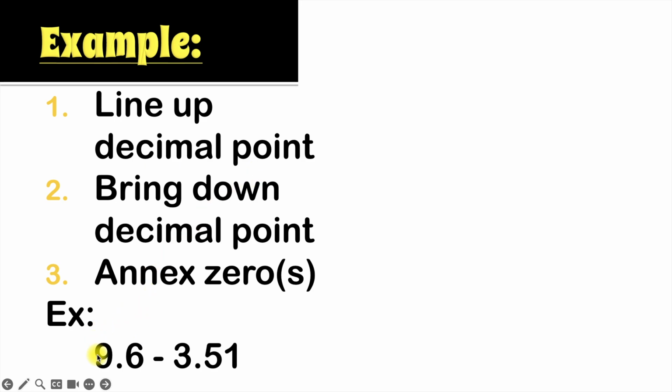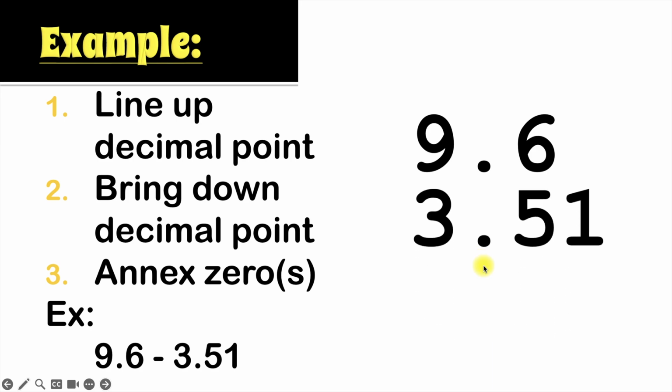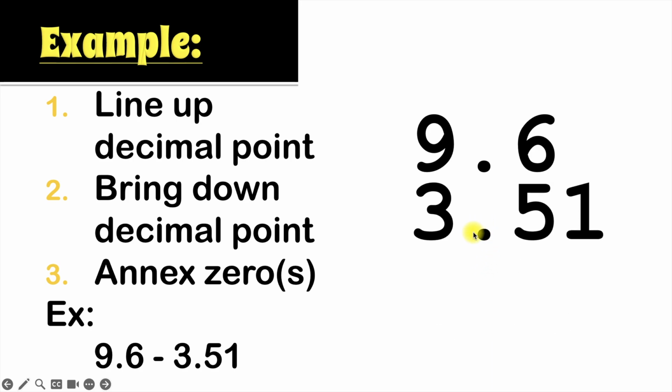So let's write the first number over here. And now that we have our first number written, the important thing is to write the second number in so that the decimal point for this number is directly under the decimal point for our first number, which means it will look like this. Notice how the decimal point in 3.51 is right under the decimal point in 9.6.